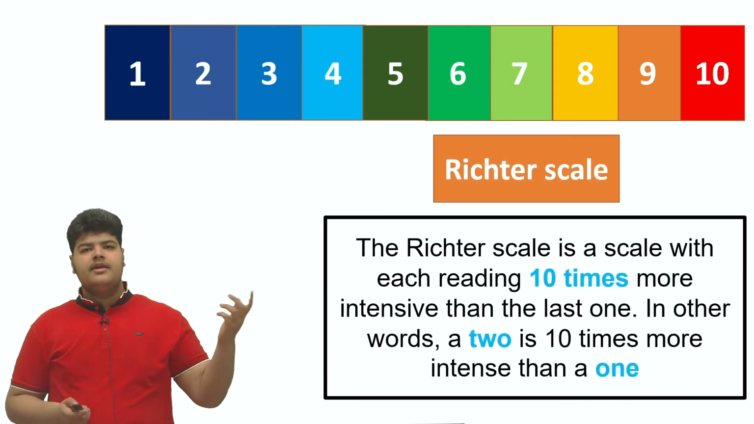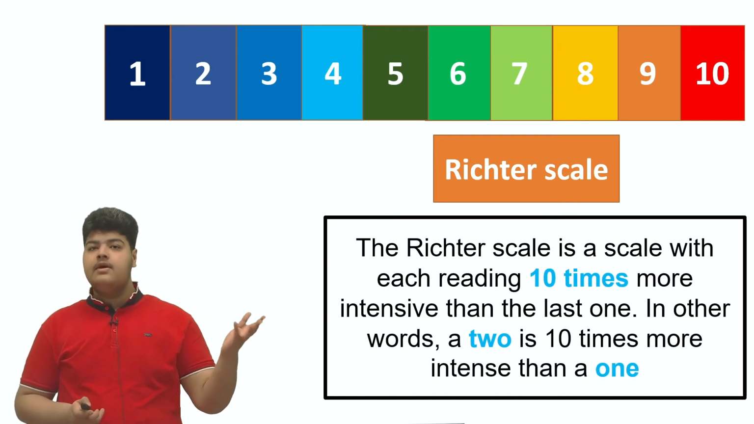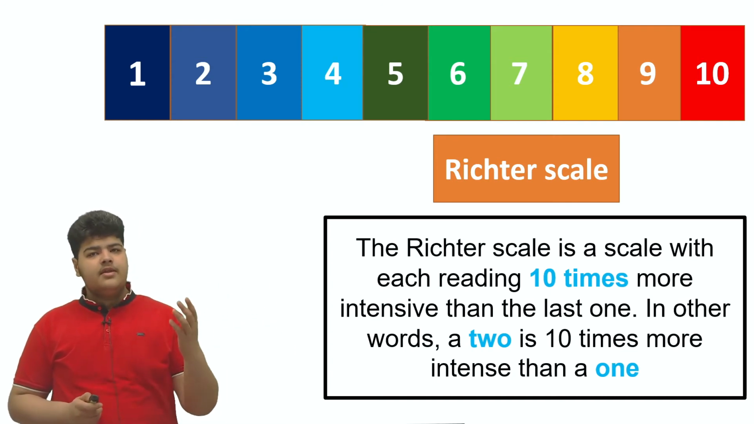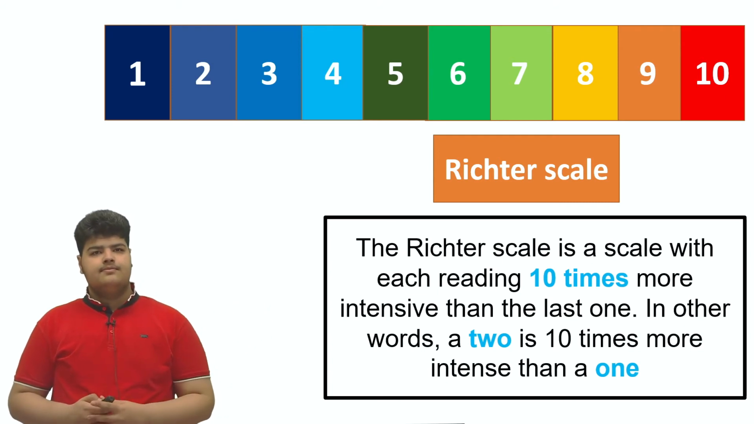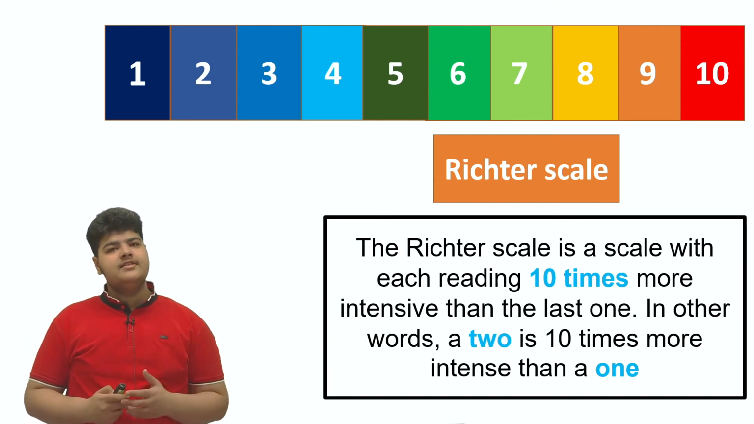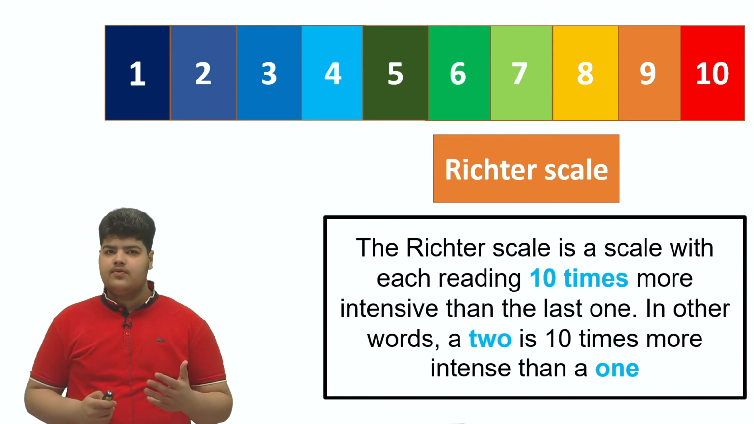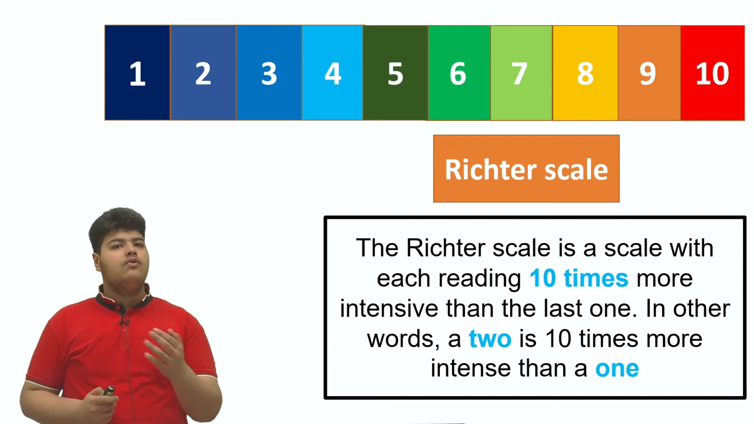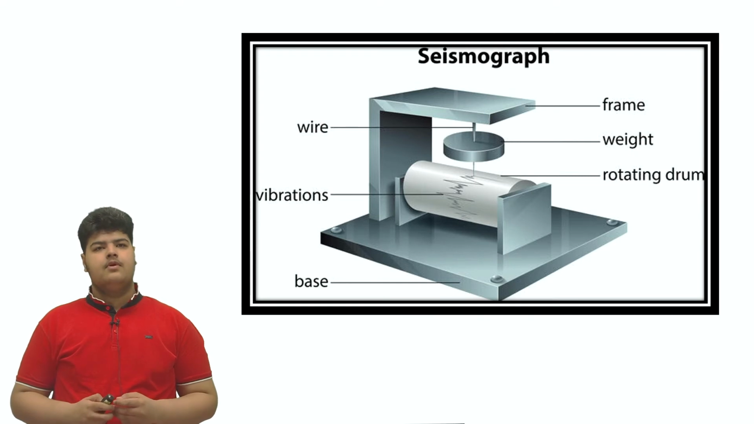The Richter scale is a scale with each reading 10 times more intense than the last one. In other words, a 2 is 10 times more intense than a 1. Now we have seen the scale on the basis of which the intensity of an earthquake is measured. But how to measure it? The device used to measure the intensity of an earthquake is called the seismograph.